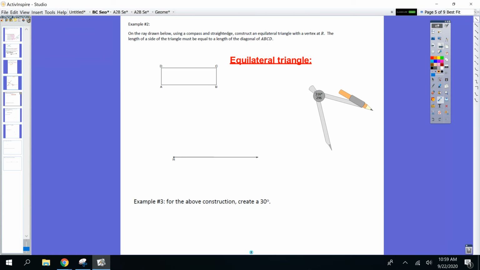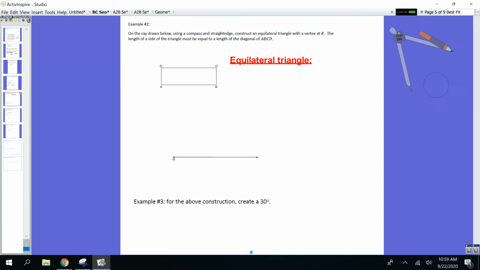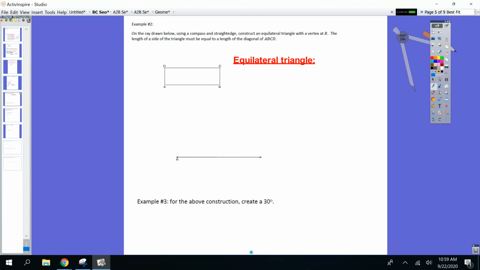I got this one off a Regents exam, similar to the one you'll be taking in June, hopefully. All right, let's read through this. On the ray below, so everyone sees the ray they provided me, perfect. Using a compass and a straight edge, okay, great. Construct an equilateral triangle. Anybody want to fill me in? Some facts you know about an equilateral triangle? Anybody know anything? All sides are equal length. All sides congruent.